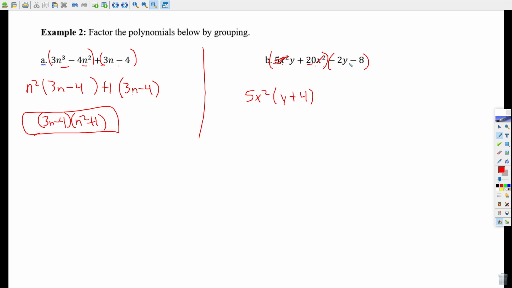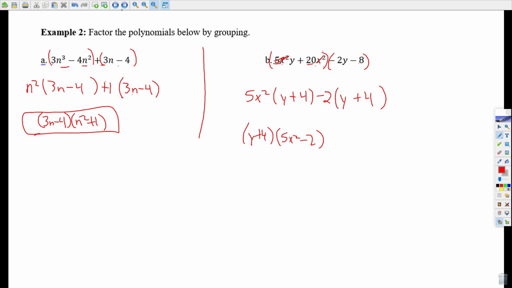So let's go ahead and pull out. What do you think you should pull out here? Probably not just 2, but a negative 2. So you represent that as a minus 2. So how will that fix things? If you divide these by a negative 2, it becomes a positive y. Negative 8 divided by a negative 2 is plus 4. There we go. We have them matching. Let's go ahead and write it in. Y plus 4, and whatever's left, 5x squared minus 2.